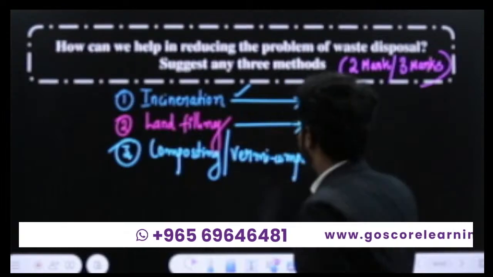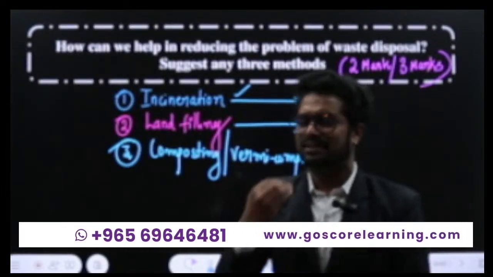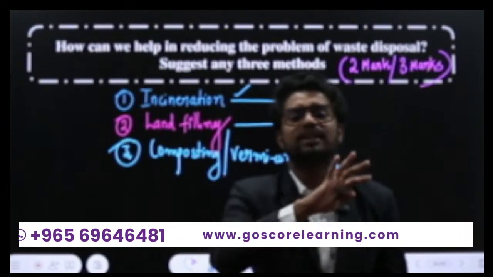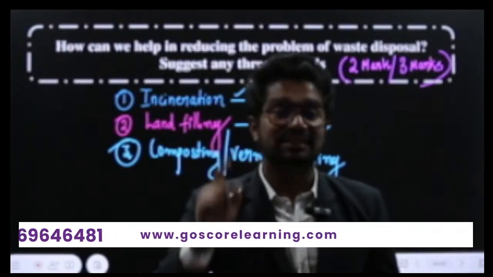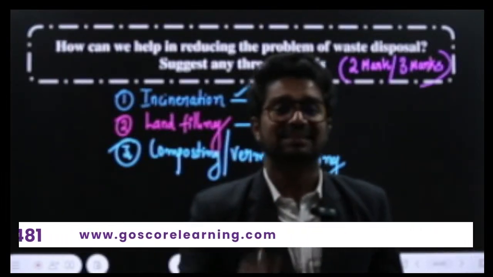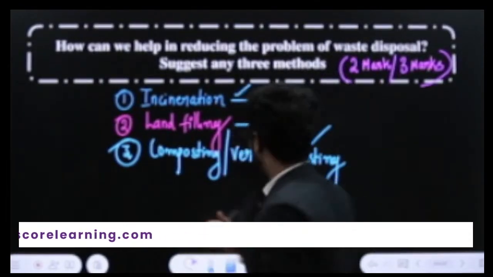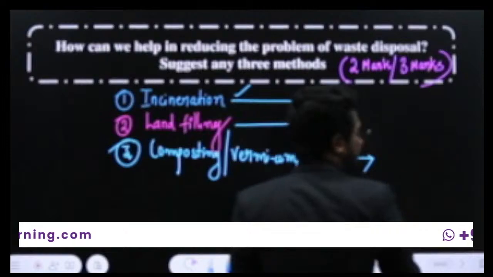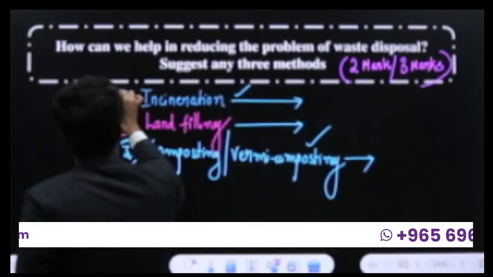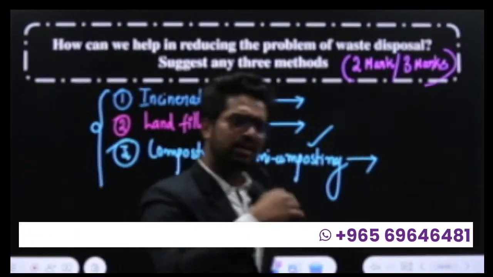That process is simply called composting. Composting as well as vermicomposting is not at all applicable in the case of non-biodegradable waste such as plastic waste. Composting and vermicomposting are only applicable in the case of biodegradable waste.